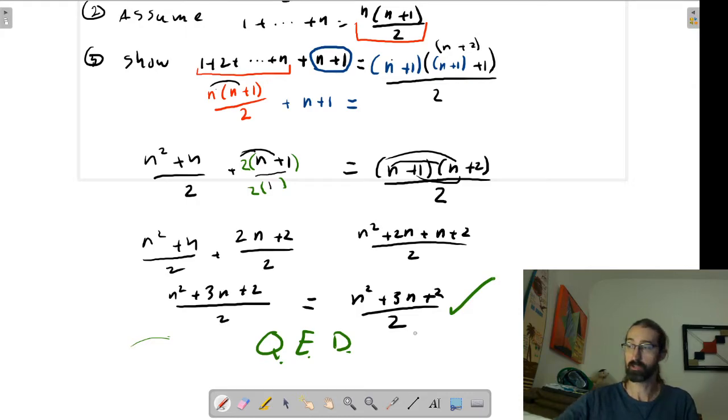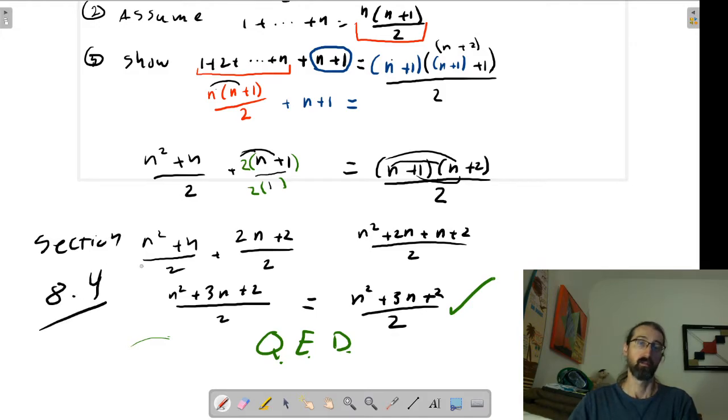This is in section 8.4 in the book. If you're curious to read about it, section 8.4 in the book. Look through that. It'll give you a lot of demonstrations about induction. That is one of the options you have for doing your proof project. You can do this induction.